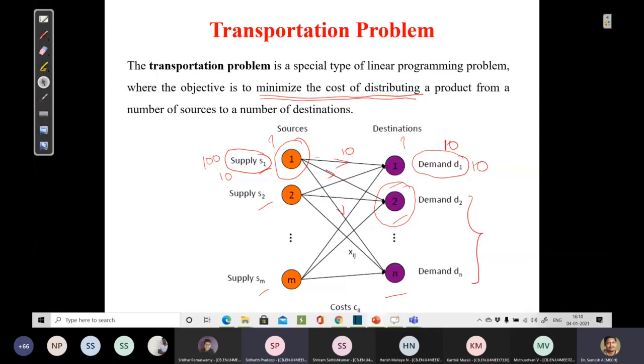Okay, but your plant has a capacity of producing 100 units, and you have a demand of 100 units in a month. So you have to run your plant for making the 100 units, and you have to send it across the various nodes of distribution.